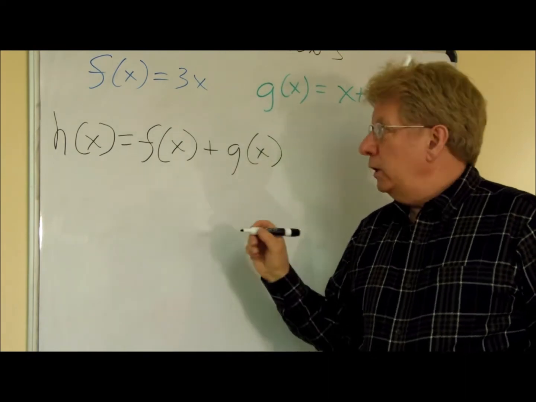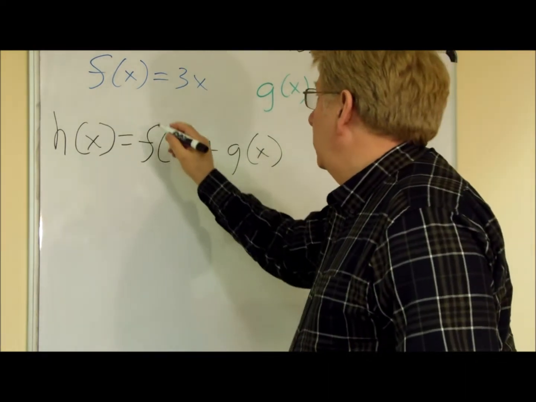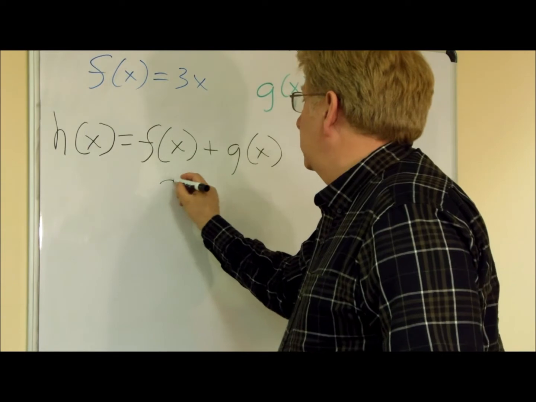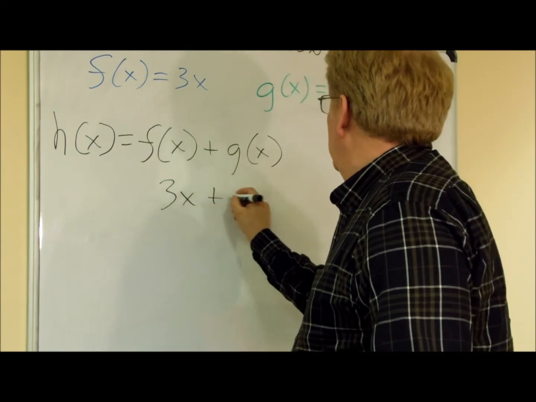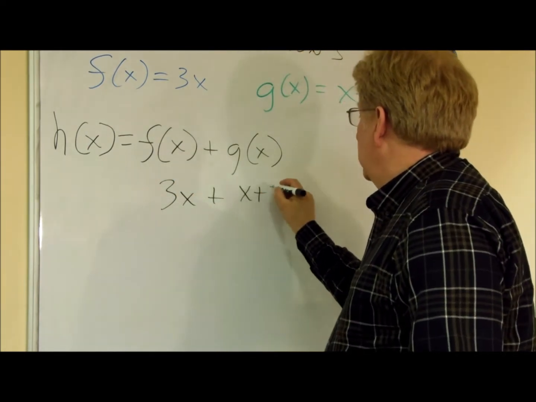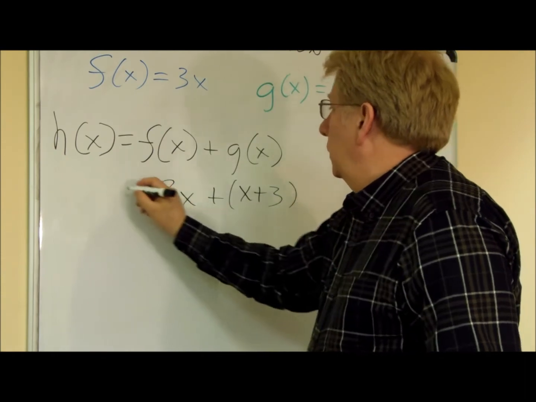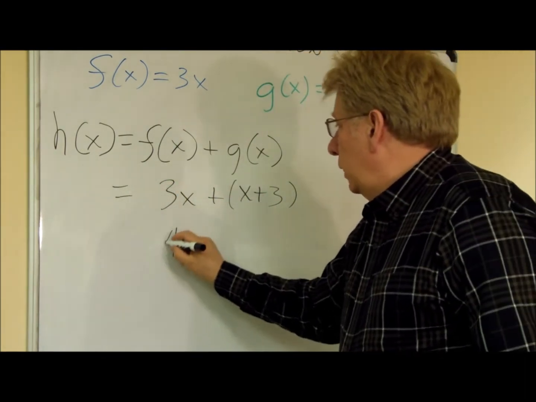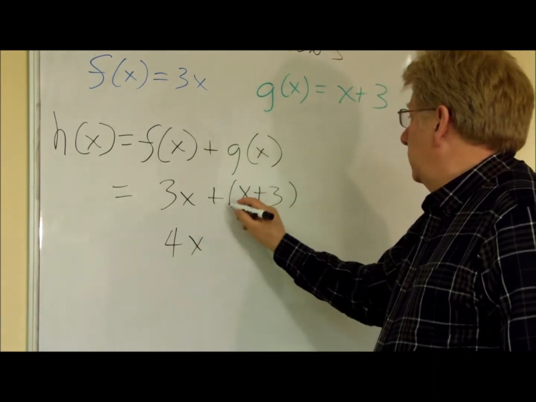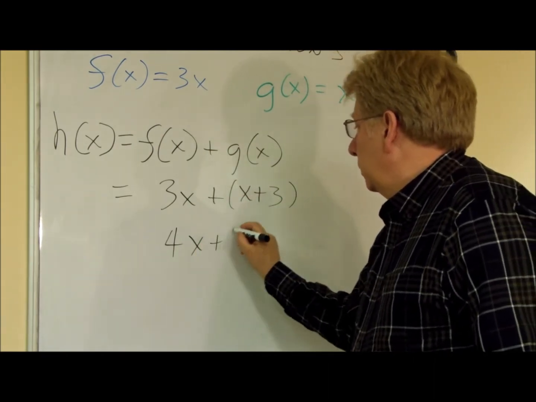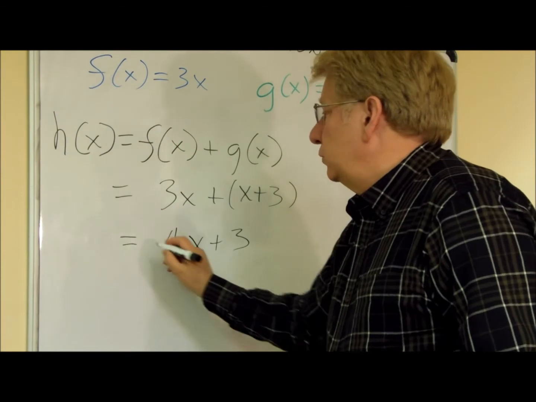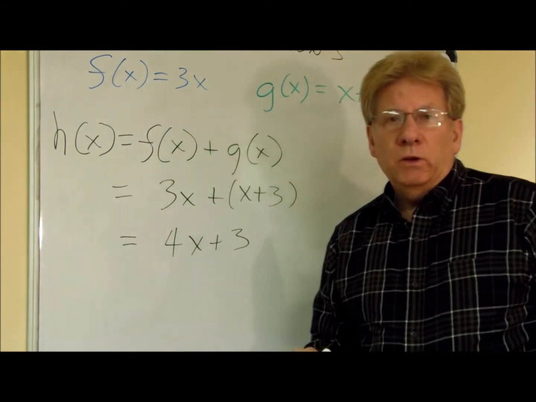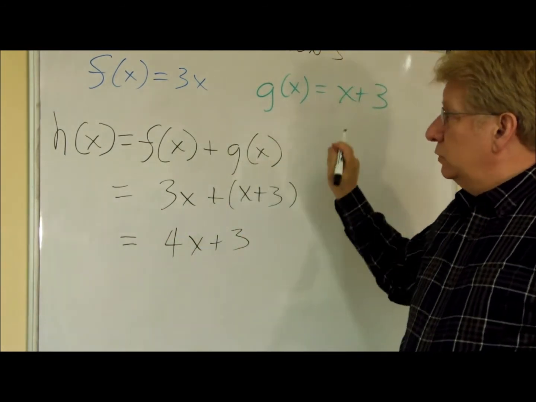So to do this, we just simply add the two. f of x is 3x, g of x is x plus 3. 3x plus 1x is 4x, and we have a plus 3. So that's our new function when we have the composite of these two functions.